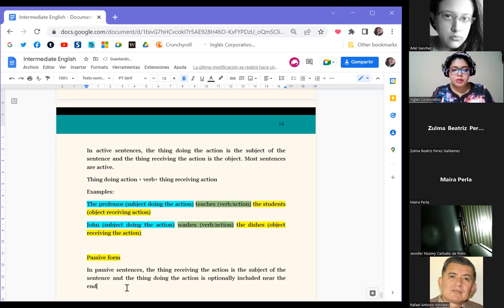So in this case, when you are going to add the thing or the person that is doing the action, you are going to write it near the end, almost at the end of the sentence. It is not necessary to put it in the first place, because in that place it's going to be the thing that is receiving the action.